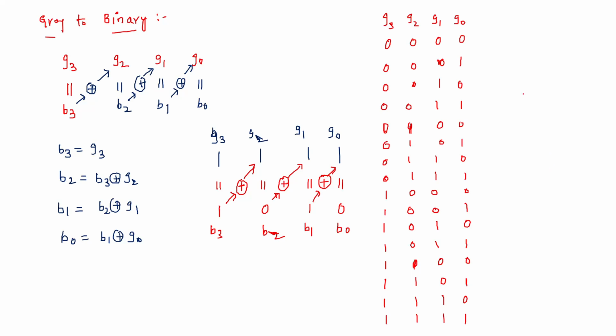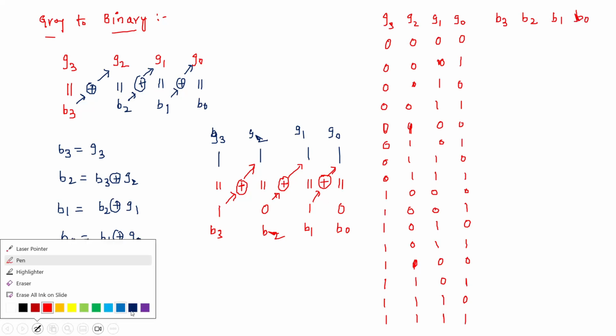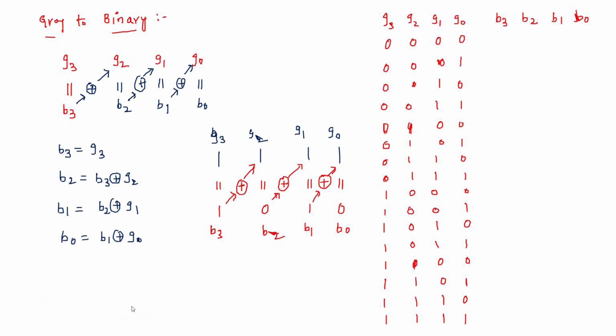Any Gray code numbers I am taking, now I am converting into binary numbers B3, B2, B1 and B0. What values are we getting? I am getting the values this way. The G3 value we write as it is at the B3 side, so G3 and B3 are both the same.